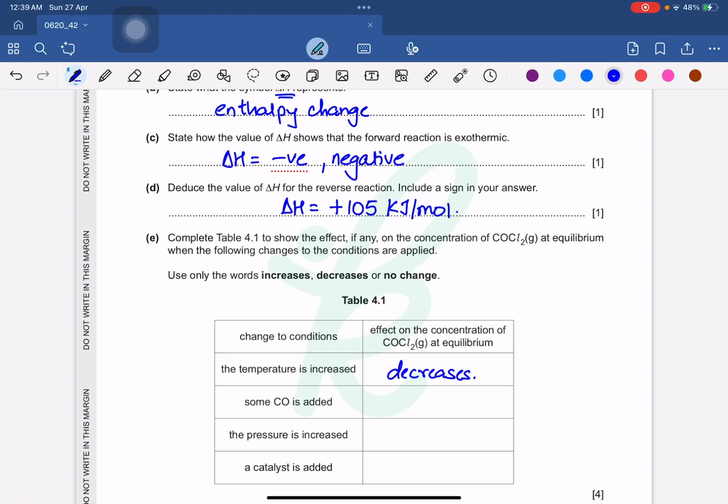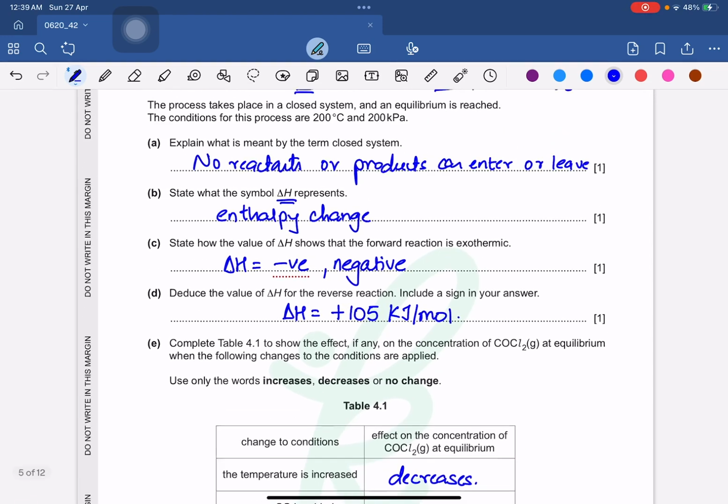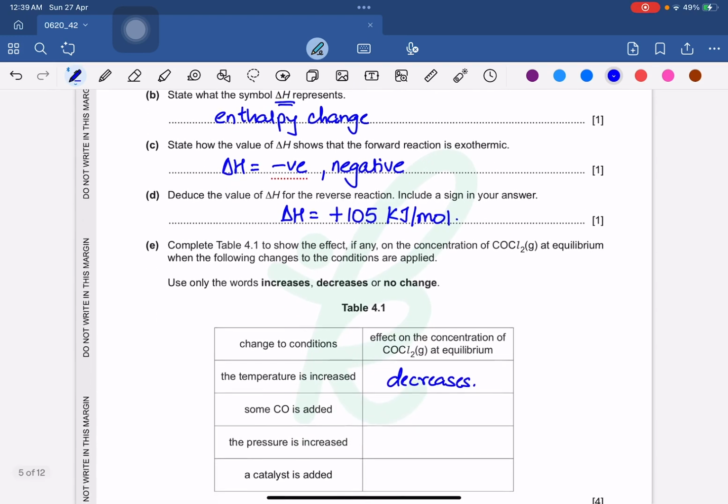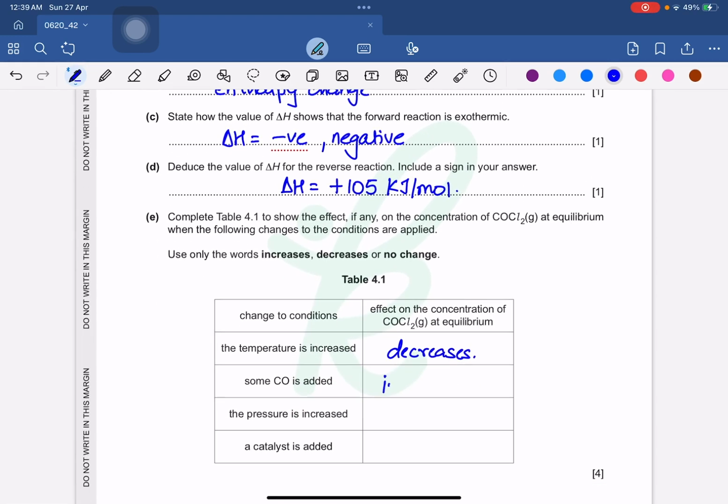Second, some CO is added, that is carbon monoxide is added. So if the reactant is added, the reaction will always go in the forward direction, forming more products. So in that case, the amount of COCl2 will increase.